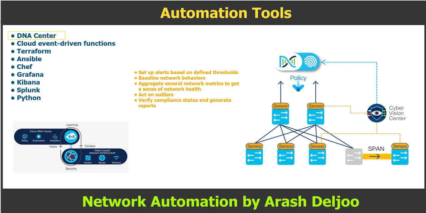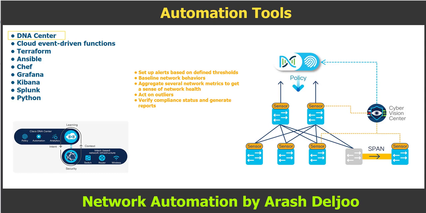Set up alerts based on defined thresholds. Baseline network behaviors. Aggregate several network metrics to get a sense of network health, and act on outliers. And finally, verify compliance status and generate reports. Let me explain a little about setting up alerts based on defined thresholds. You can set up alerts based on metrics pulled from network devices, for example, CPU, interface, or memory utilization. Alerts can have distinct formats such as email or webhooks.